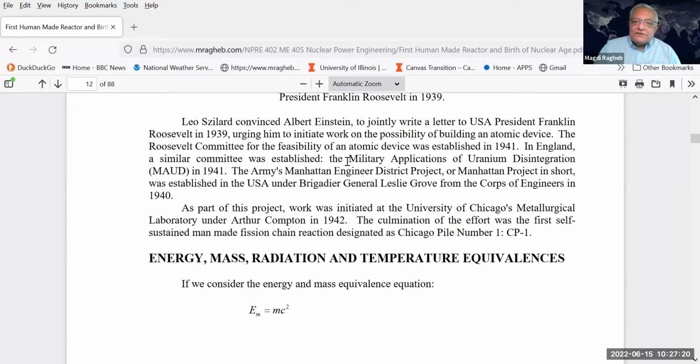The British also had their own group or committee. They called it the Military Application of Uranium Disintegration, the MAUD type of project. As a result of that project, work was initiated at the University of Chicago Metallurgical Laboratory under another scientist, Arthur Compton, in 1942. And the culmination of all these discoveries and effort was the building and operation of the Chicago Pile #1 that we described earlier.